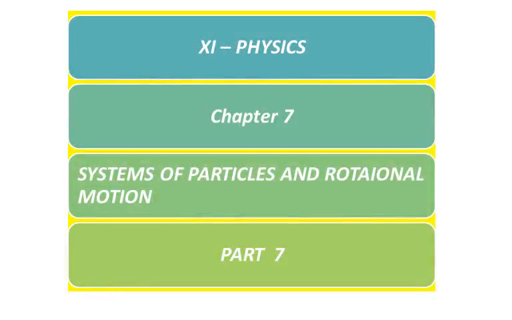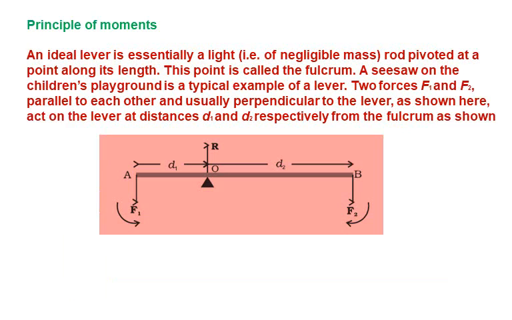In this lecture, you will learn about principle of moments and moment of inertia. An ideal lever is essentially a light rod pivoted at a point along its length, and this point is called fulcrum. You have seen a seesaw on the children's playground, and that is the typical example of a lever.